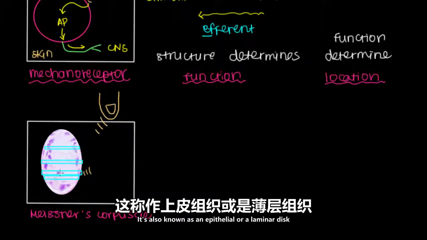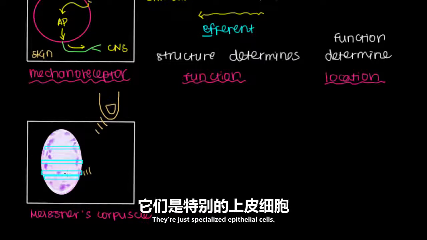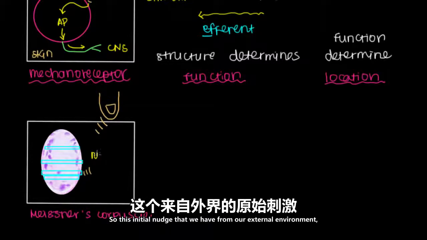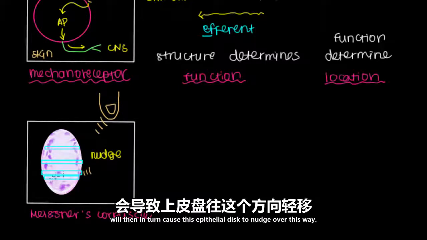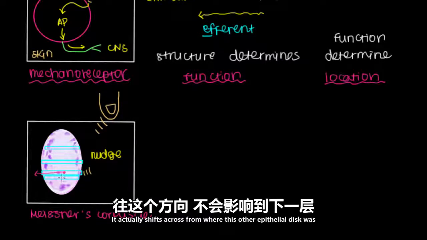It's also known as an epithelial or a laminar disc. They're just specialized epithelial cells. So this initial nudge that we have from our external environment, our stimulus right here, will then in turn cause this epithelial disc to nudge over this way. It actually shifts across from where this other epithelial disc was.